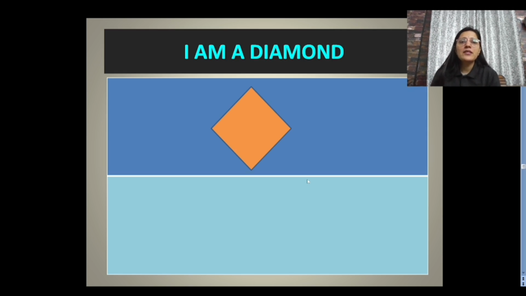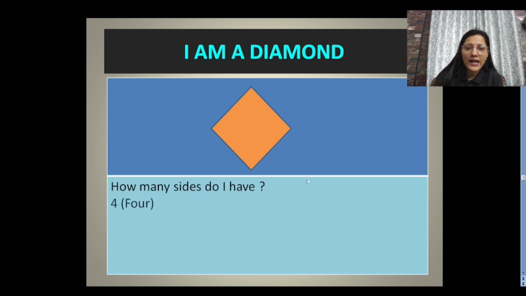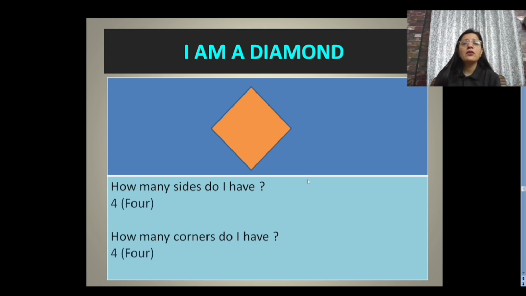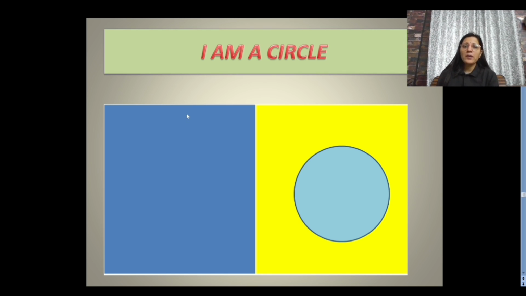Okay, so let's see our next shape, which is a diamond. So you can see there are 4 sides and 4 corners in a diamond shape also. 1, 2, 3, 4. 4 corners and 1, 2, 3, 4. 4 sides. Okay, let's see our last shape, which is a circle.